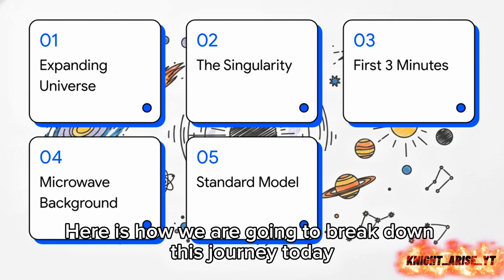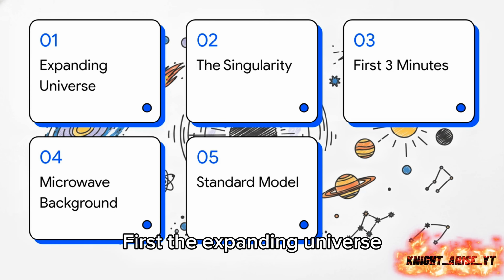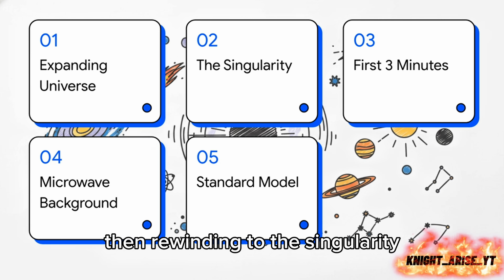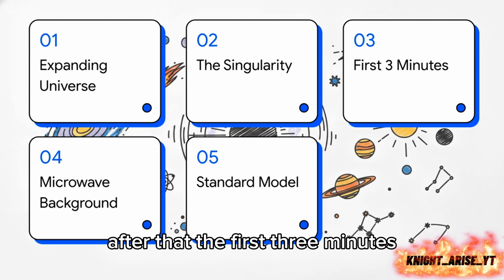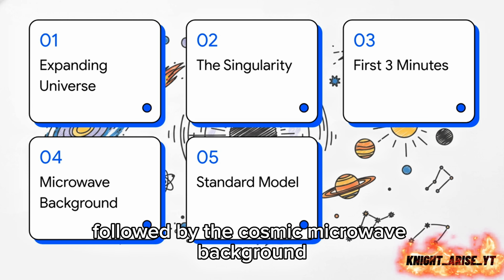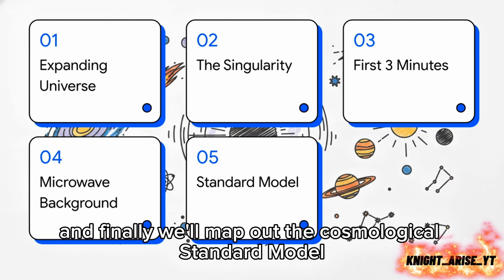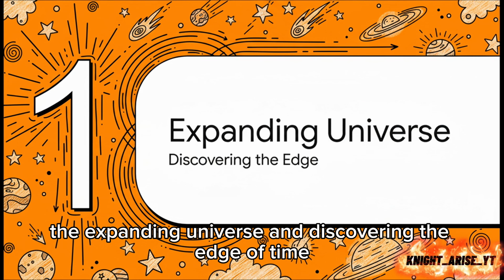Here is how we are going to break down this journey today. First, the expanding universe. Then, rewinding to the singularity. After that, the first 3 minutes, followed by the cosmic microwave background, and finally, we'll map out the cosmological standard model. Let's start with Section 1, the expanding universe and discovering the edge of time.